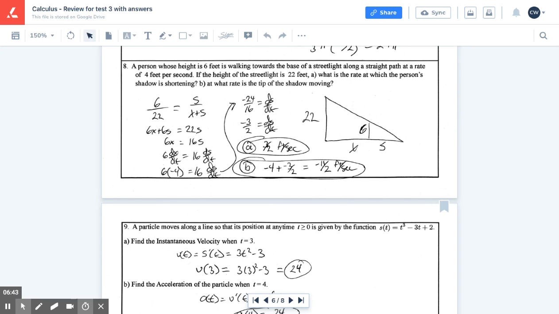A person whose height is 6 feet is walking towards the base of a street light along a straight path at a rate of 4 feet per second. If the height of the street light is 22 feet, what is the rate at which the person's shadow is shortening? And what is the rate at which the tip of the shadow is moving? So we're 6 there, we're 22 there. I always like to do this first piece as x, and I always like the second one to be s because that represents the shadow.